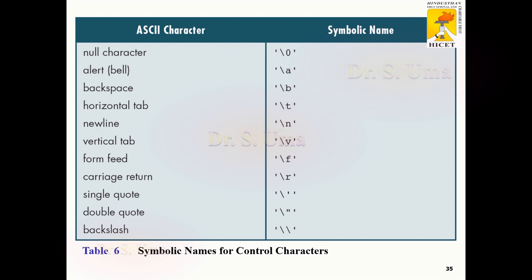The mostly used ASCII characters are null character, alert symbol, backspace, horizontal tab, new line, vertical tab, form feed, carriage return, single quote, double quote and backslash. And the symbolic names for each of these are listed on the right hand side against each of these ASCII characters that you can verify. Null character is represented by \0 enclosed in single quote. These are the symbolic names for control characters which will have a variation in the output on introducing these within the output functions.